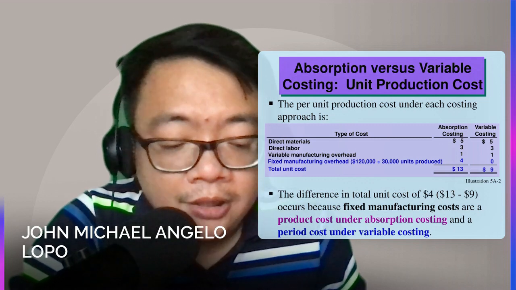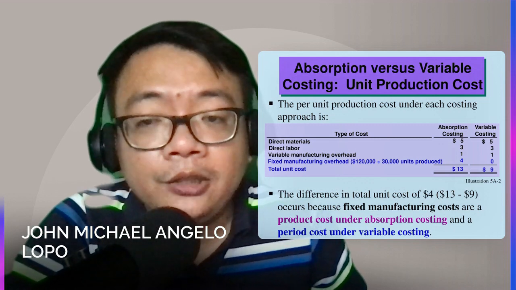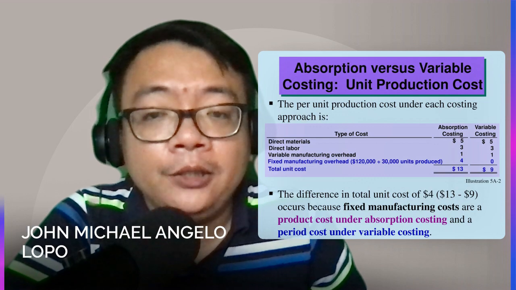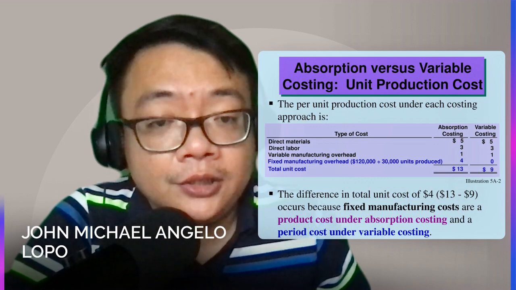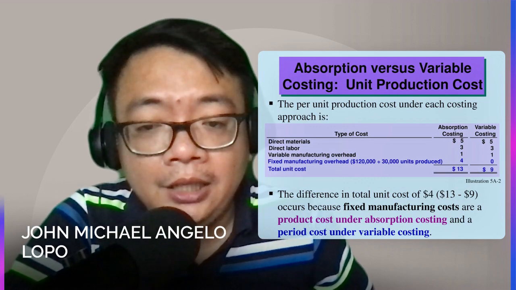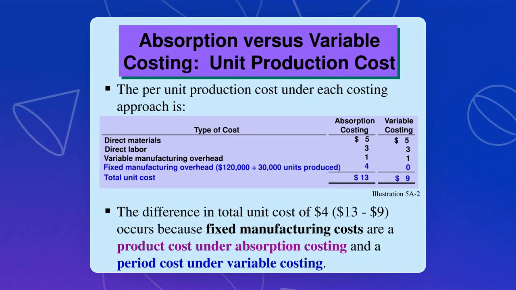Why? Because in the absorption costing, it is part of your product cost, while in the variable costing, they are expensed outright. So the difference of 4, 13 minus 9, occurs because the fixed manufacturing costs are a product cost under absorption costing and a period cost under variable costing. Alright.